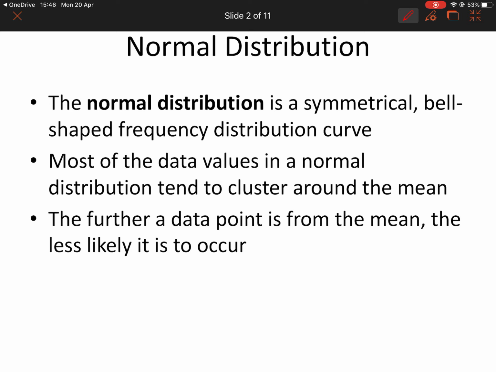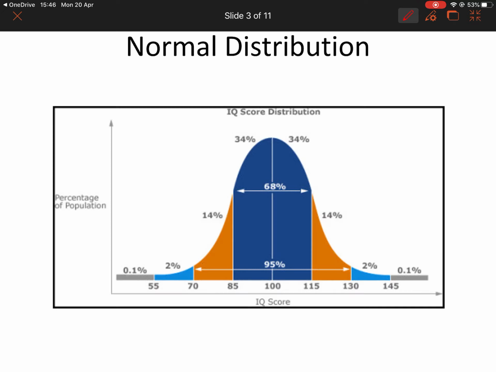So normal distributions are symmetrical, bell-shaped frequency distribution curves. Most of the data in a normal distribution tends to cluster around the mean, which we'll look at in just a moment. And the further a data point is from the mean, the less likely it is to occur. And this can be really useful in psychology because it can tell us in a statistical way what is normal and what is abnormal and may therefore need intervention. So let's have a look at the features of a normal distribution here.